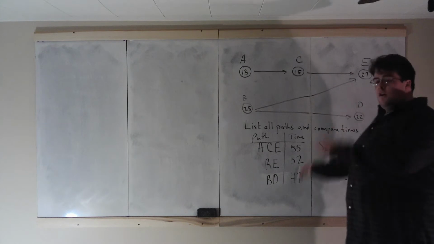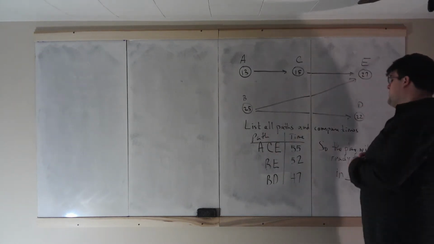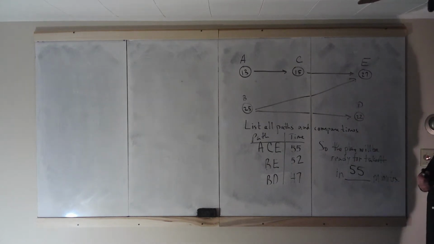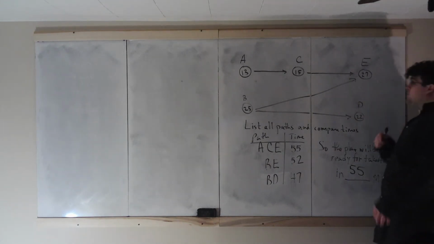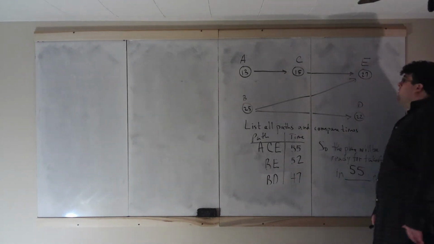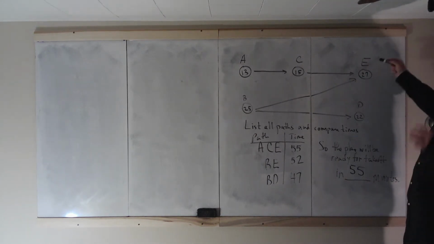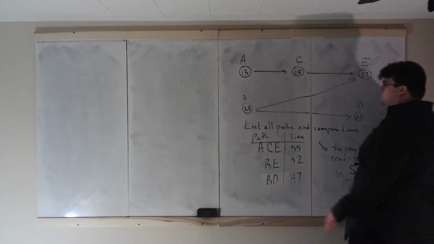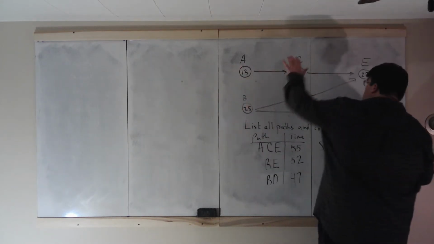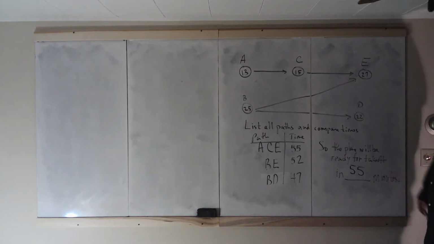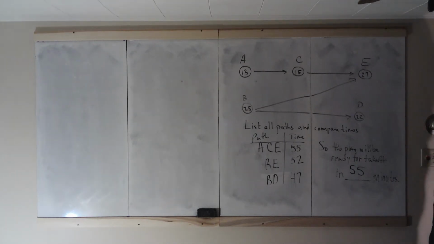So if everything goes perfectly smoothly from the beginning, yes, task D will be done in 47 minutes. But after 47 minutes, we still have 8 minutes left before E is done. Because in 47 minutes, you do these 13, you do those 15, but then you only have 19 left. So there are 8 other minutes in which E has to be done.